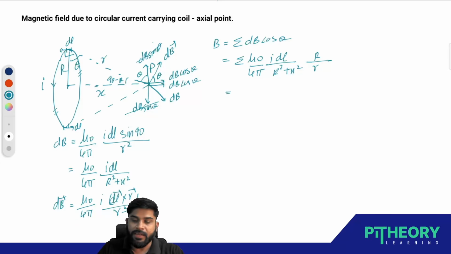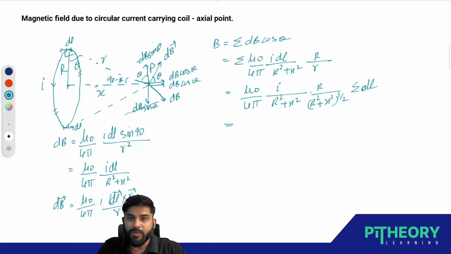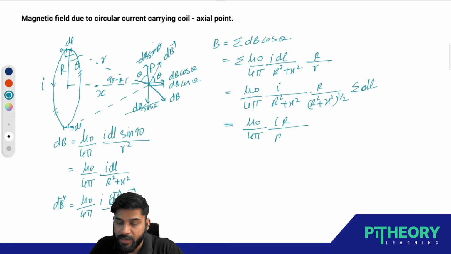Now here, other than dl, everything you can take outside the summation, because only dl will be part of the summation. So you'll get mu naught by 4 pi into I divided by r square plus x square, into r divided by root over r square plus x square, which you can write as r square plus x square whole to the power half, into summation dl. So this will be equal to mu naught by 4 pi I r divided by r square plus x square whole to the power 3 by 2.